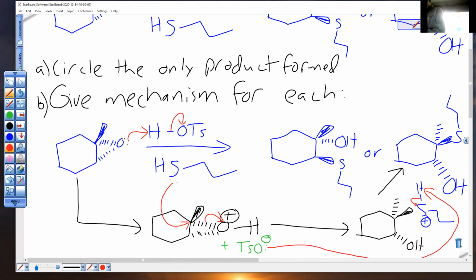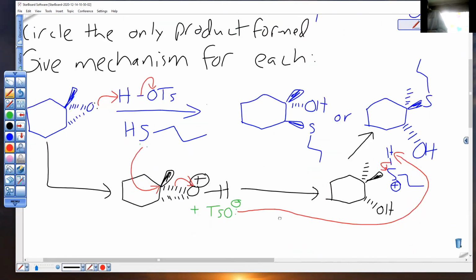S gets its lone pair. That's a very tiny arrow. There, it's a nice arrow. We got a whole deal. And this was our product with the S on the more substituted carbon.